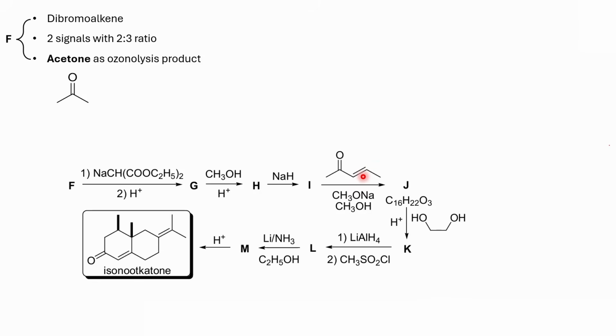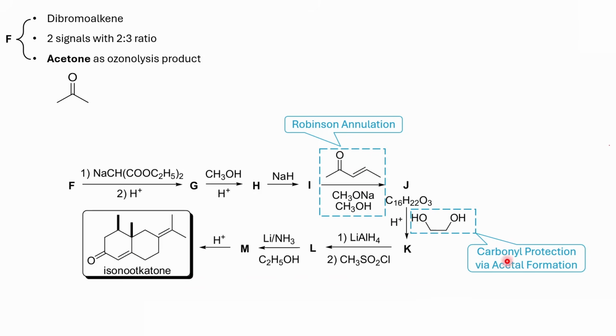Okay, so the most obvious one would be the formation of J here, because the problem specifically mentions that Robinson annulation is used in the synthesis of isonootkatone. So that leads to our final structure. The next one would be this carbonyl protection via acetal formation. This is ethylene glycol, right? Ethylene glycol with two OH groups in an acidic environment, so it's most certainly used for protection of a carbonyl. And then we have lithium aluminum hydride, which is used in the reduction.